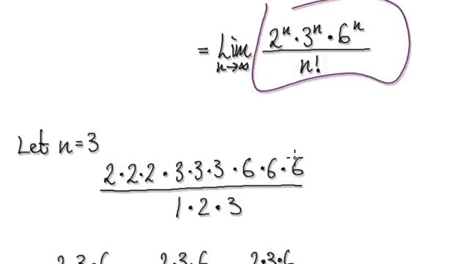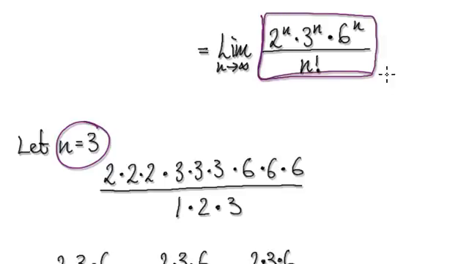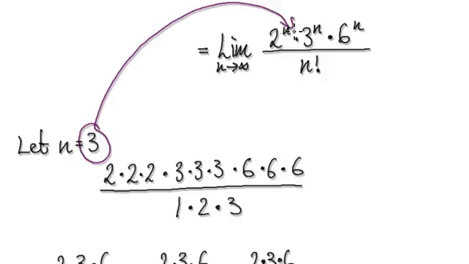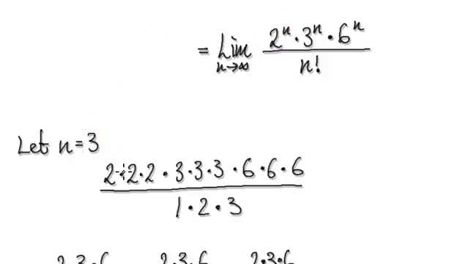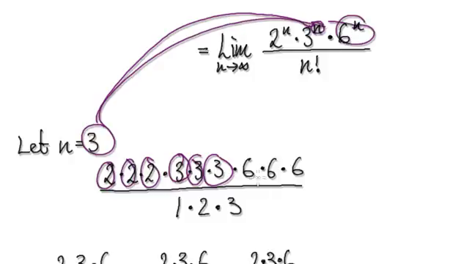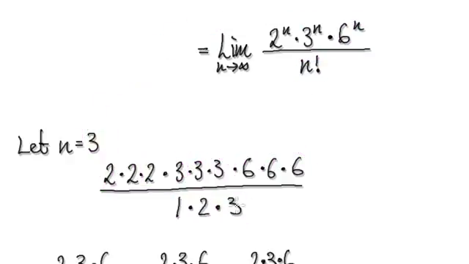So select something simple. Let n be 3. Select something simple, just so that we can understand what's going on here. So when n equals 3, it will be 2 to the power of 3. So that would be 2 times 2 times 2. When n equals 3, that would be 3 to the power of 3. So that would be 3 times 3 times 3. And then that would be 6 times 6 times 6. Factorial, 1 times 2 times 3, and so on.